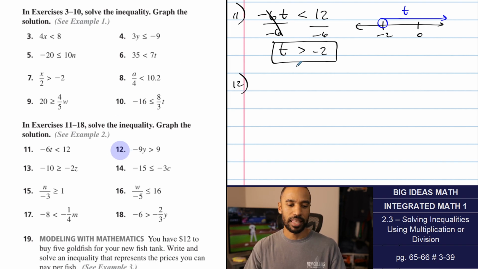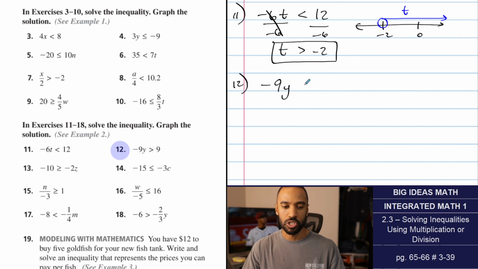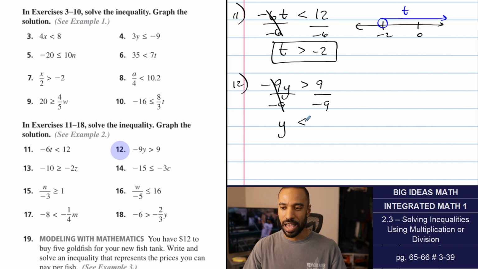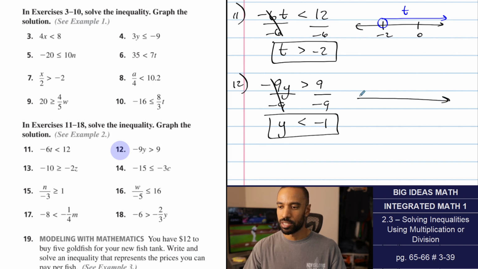And that's where I'm stating that I don't need to remind you in this set. We're just going to do it. So it's just that automatic. We divide both sides by negative 9 here. Y is less than negative 1. So we go to the left of negative 1, where 0 is not included.